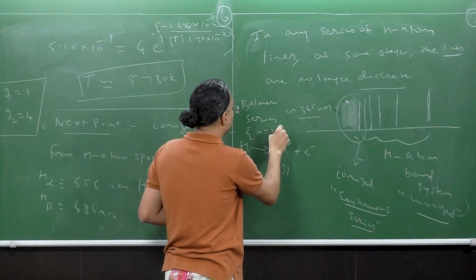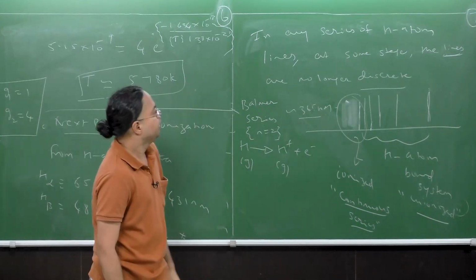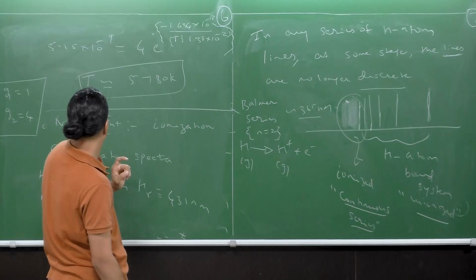For starting from n equals 2. Okay, right? So now you understand that ionization happens, right?